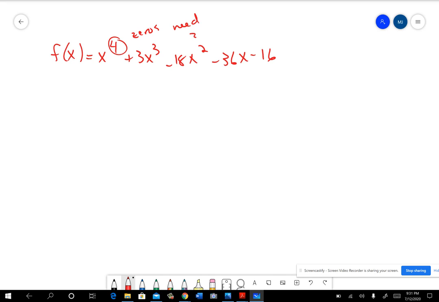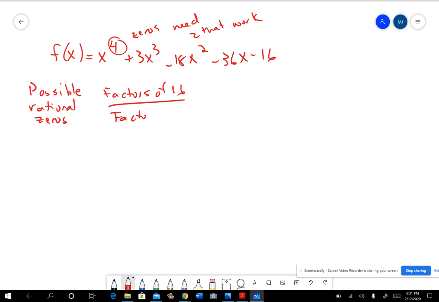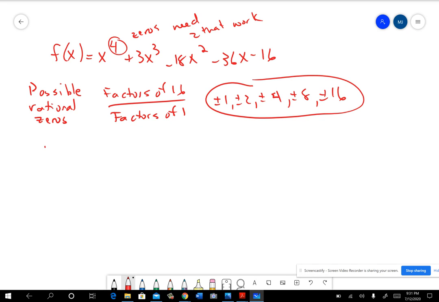So I need 2 that work using the synthetic division. The possible rational ones are going to come from factors of 16. And since that's a 1 out in front, doesn't really add anything to that. So it'd be plus or minus 1, 2, 4, 8, and 16, because they're all over just 1. So these are what I'm testing. I need 2 that work. I'm just going to get started. Otherwise, I don't know what to do.